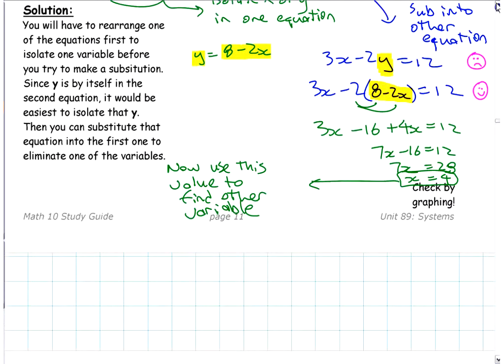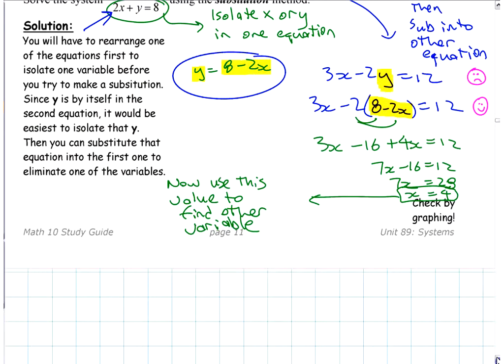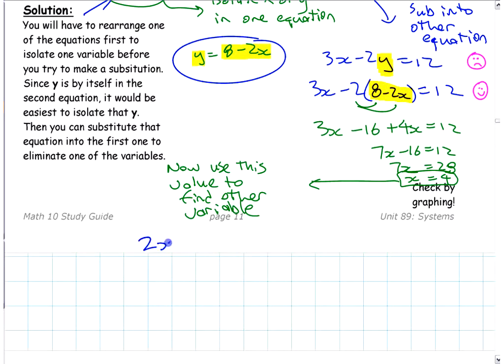You can go to either equation, whatever one you think is easier. You can go to either one of these, or even this rearranged one. Probably safest to go back to one of the original ones, but I'm going to go to the second one because it's less involved. You don't have to multiply the y. 2x plus y equals 8. I'm going to replace the x with 4 and then work it out, right?